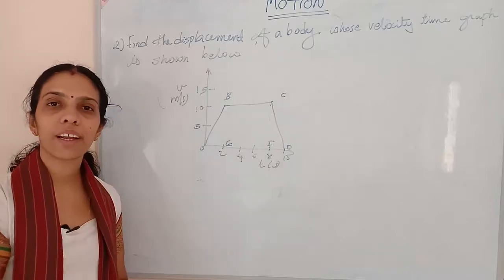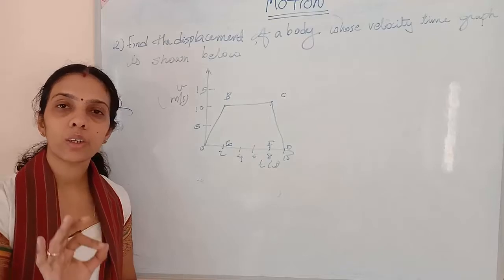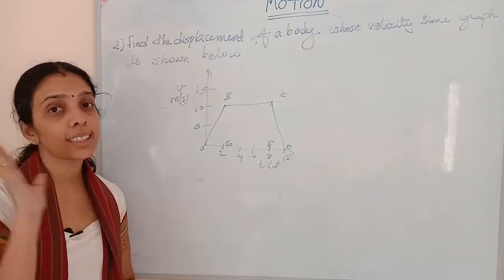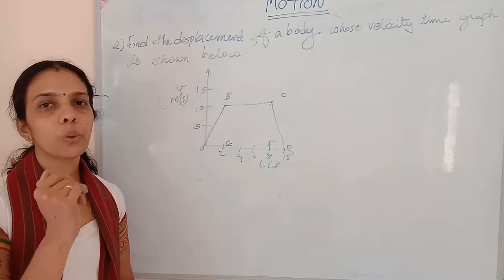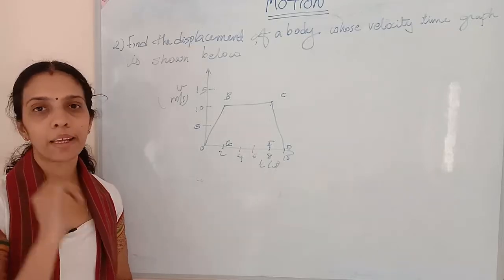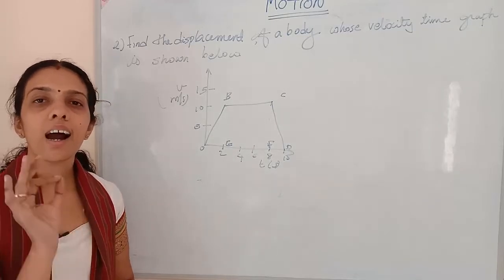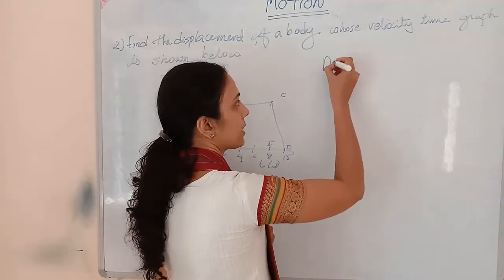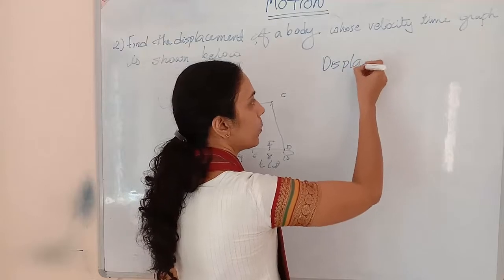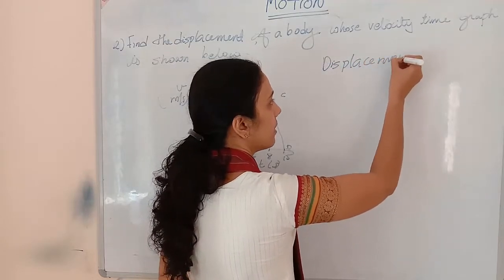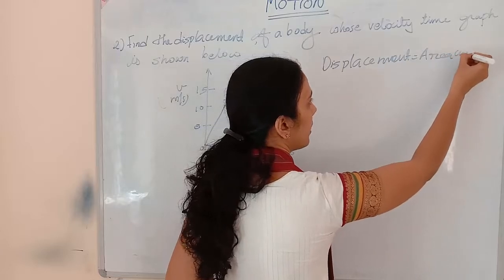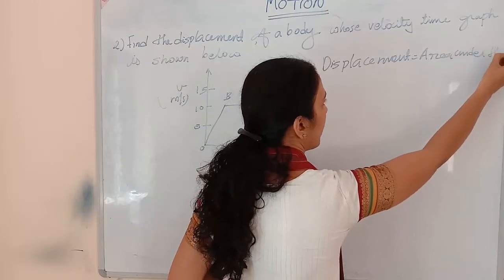Acceleration, how can we find out? By finding the slope of the graph, we can find out the acceleration. So how can we find out the displacement? The area under the velocity time graph will give you the displacement. Displacement equals area under the graph.